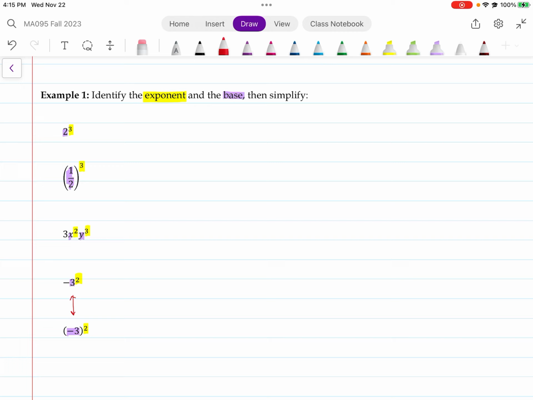All right, so now, if you did not simplify these yet, you might want to go ahead and try that. But 2 cubed means 2 times 2 times 2, which is 8. 1/2 cubed means 1/2 times 1/2 times 1/2, which is 1/8. There's nothing I can do with the third one because it's just variables, so 3x squared y cubed. And then this next one is -3 times 3. Okay, the negative is not squared, so this is -9.